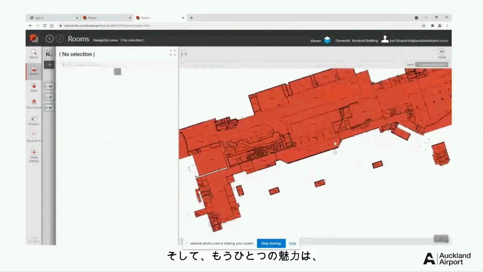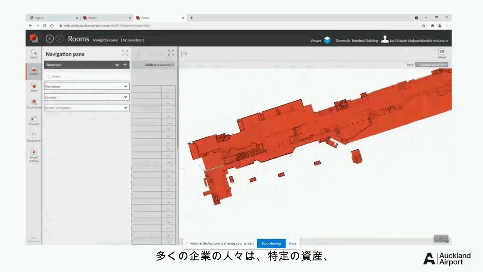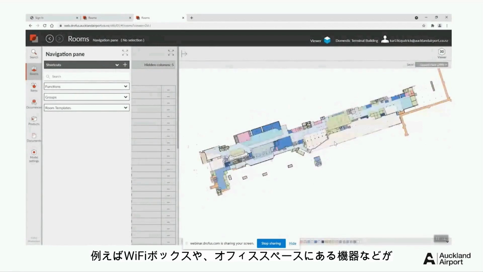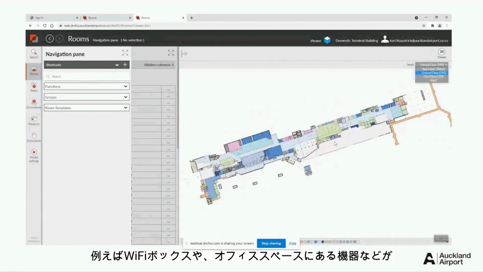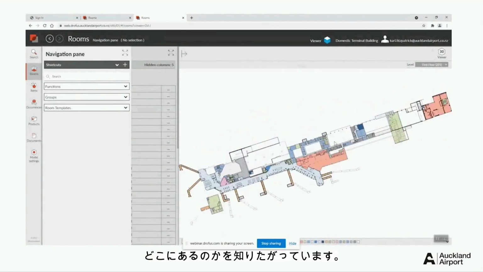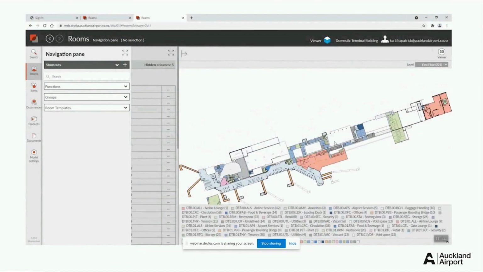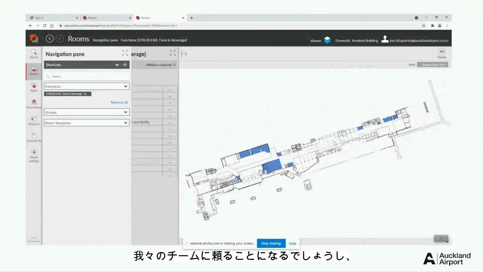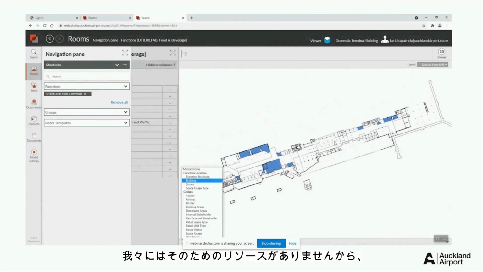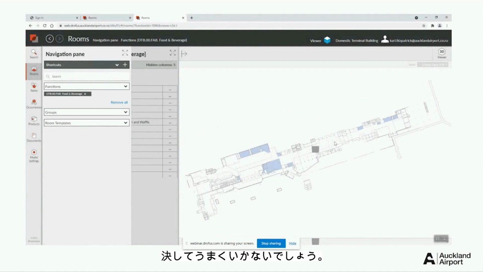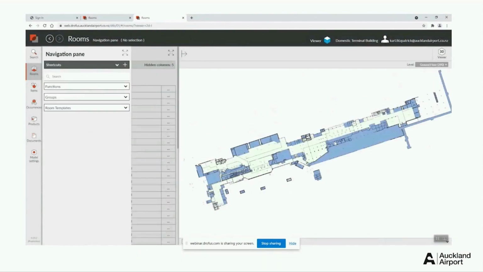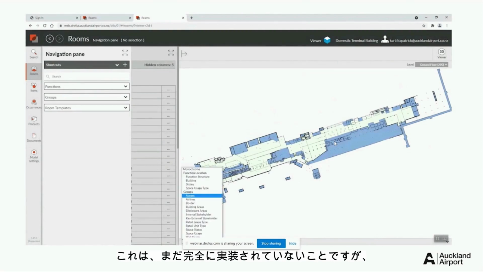And then the other beauty of that is that a lot of people in business want to know where particular assets are, say a Wi-Fi box, or even the equipment that's in an office space. So they'll be able to manage that data themselves, which, if they didn't have a tool like dRofus, they would rely on our team for, and we wouldn't have the resources to do it. So it would never get done. So it enables different use cases because it simplifies the process. These are things that we haven't yet fully implemented, but we'll be able to do going forward.